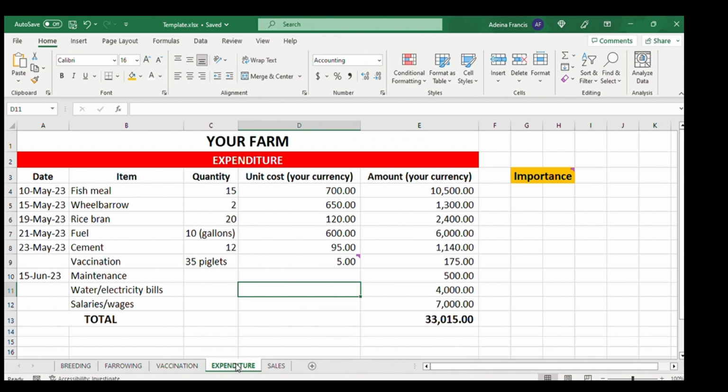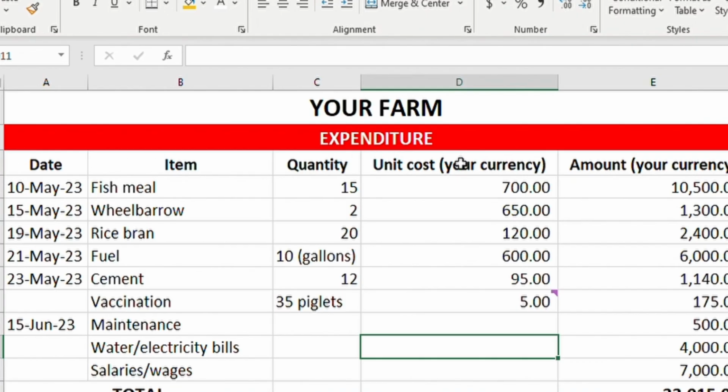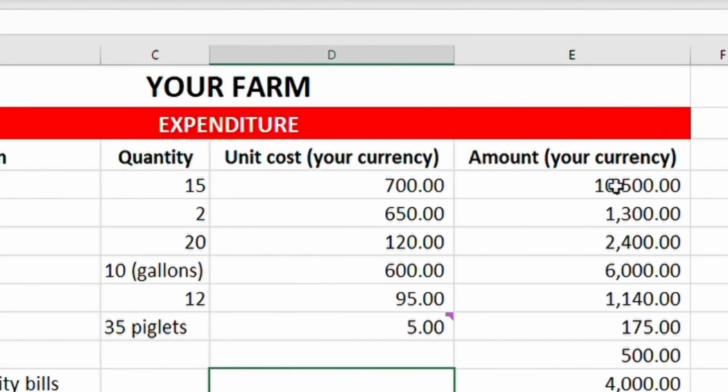So we move on to the next activity, which I call the expenditure records. With the expenditure records, you know that it's grouped into date, item, quantity, unit cost, and amount where applicable. So if I bought something on the 10th of May, for instance, the item was fish meal, that means I also have to indicate the quantity I bought, then the unit cost. In this case, I bought 15 bags and the unit cost was say 700 cedis. So I multiply it and then I get my amount for that particular fish meal I bought.